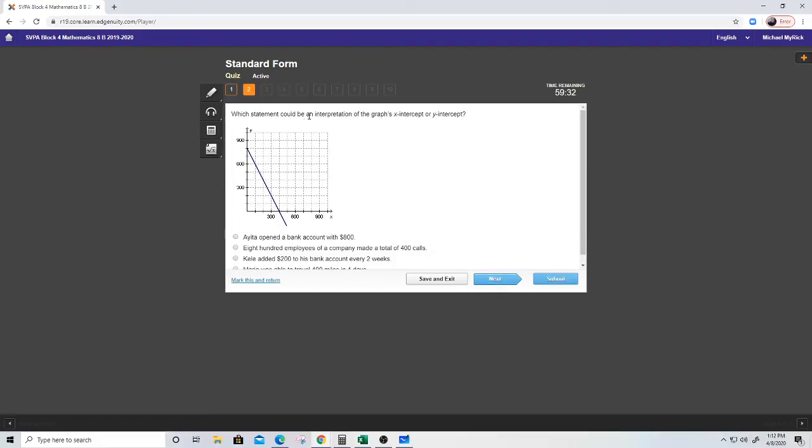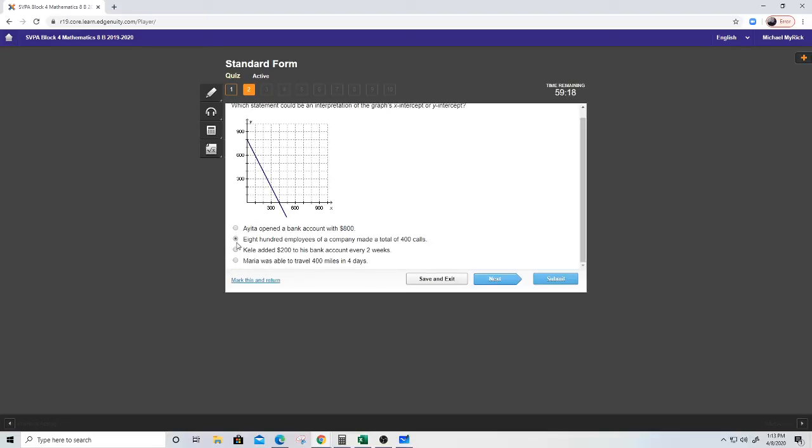Which statement could be an interpretation of the graph, x-intercept or y-intercept? Well, Aida opened a bank account for $800. Okay, that could make sense. But we gotta go through all these just to make sure. This doesn't make sense: 800 employees of a company. It would be more like 800 this way and then 400 this way, and it would be like that way, I think.